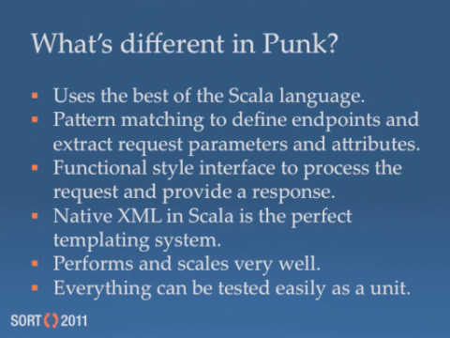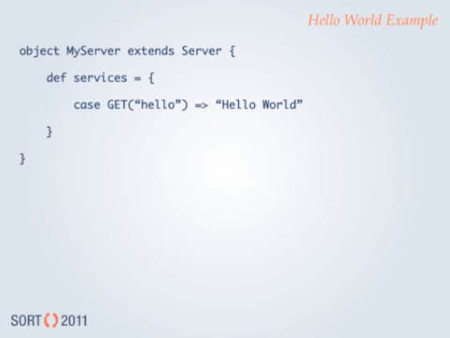Punk also uses Scala's built-in XML support. You can actually put XML as literal code, much like you'd put string literals. So Punk's templating capabilities haven't been built. They're using Scala's native inherent capabilities. Scala performs very well, and everything's very easy to test even without starting up a container to do so. So let's start with a Hello World example.